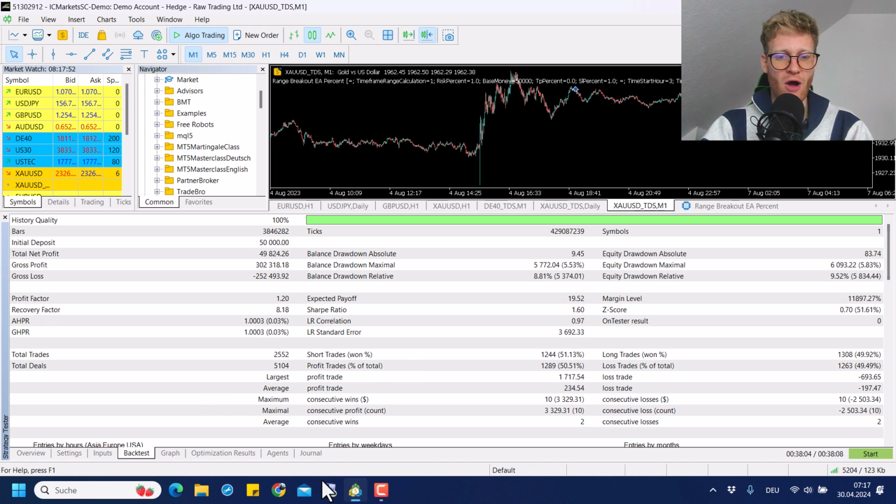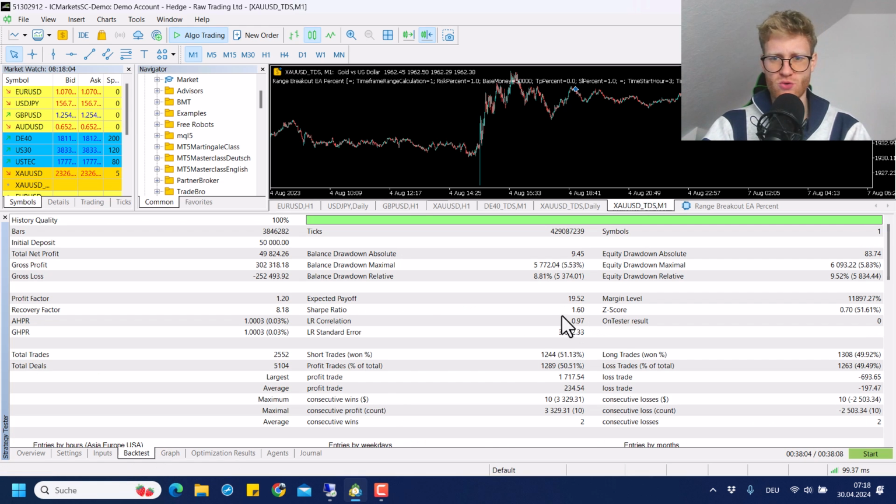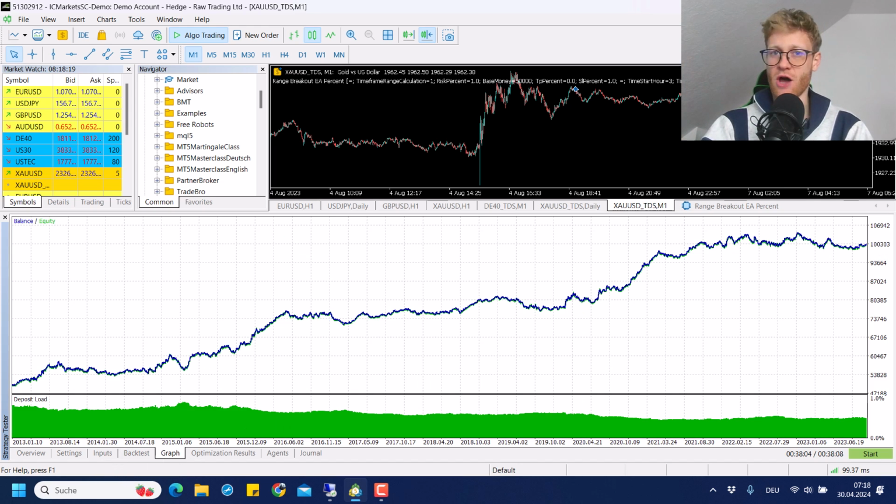So now the final question you might ask yourself is, is this over-optimized? Because the performance graph here in the tester looks pretty clean, and there are no super huge drawdowns, I would say. There are drawdowns. The biggest drawdown here, if we take this in relation to the 50K account, is a little bit over 10%.